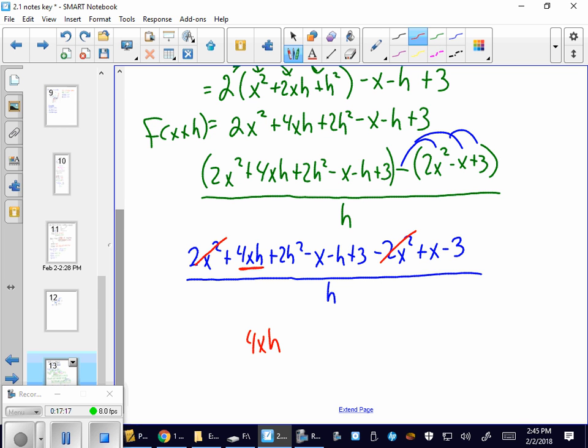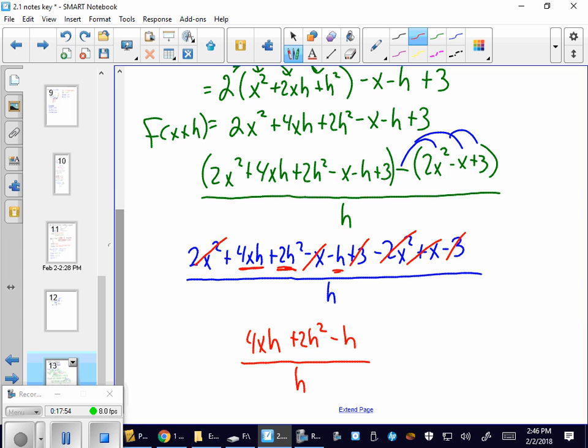2h squared. I don't have any other h squared terms, and it has an h in it, so it doesn't have to go away. So that stays. I do have a minus x, and I have a plus x. Those two things go away. Subtract to be 0. I have a minus h. It's got h in it. Doesn't have to go away yet. So that's here. And then I have a 3 and a minus 3. Those two things go away. And then all that stuff is over h. So we took a huge mess and we made it a little bit smaller.